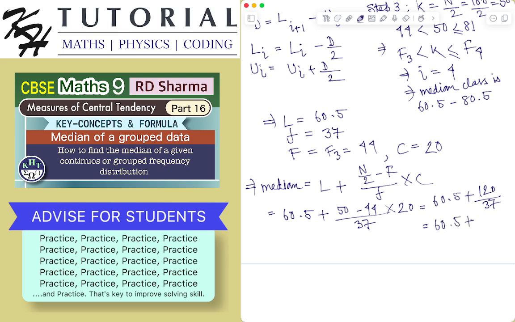This is 60.5 plus. Let me quickly check in the calculator how much 120 divided by 37 is. It is 3.24, which gives 63.74. So this is the median. 63.74 is the median.